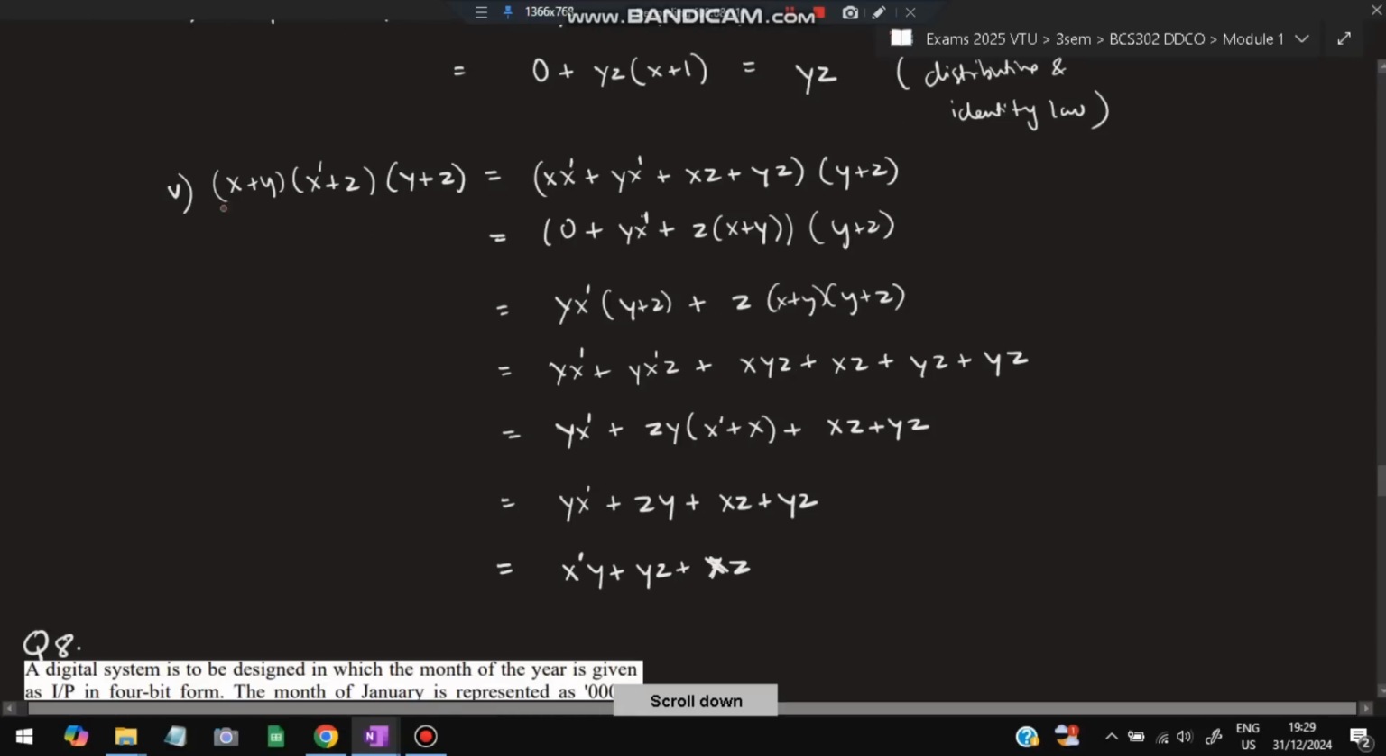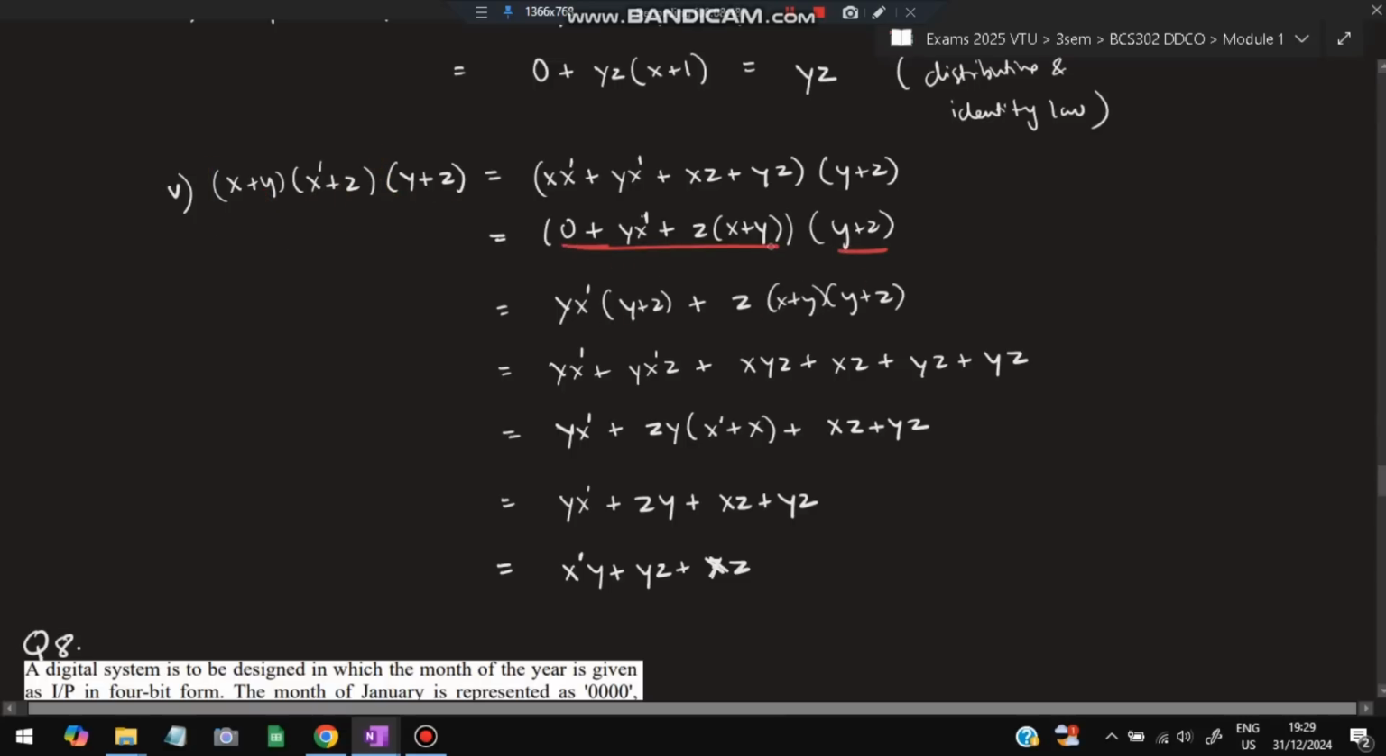In the same way, we will simplify this also. First we will multiply this term with this term. How will we do that? x into x bar plus x into z plus y into x bar plus y into z, and that whole answer multiplied with y plus z. So this whole answer is multiplied with y plus z. We'll be multiplying y plus z now.